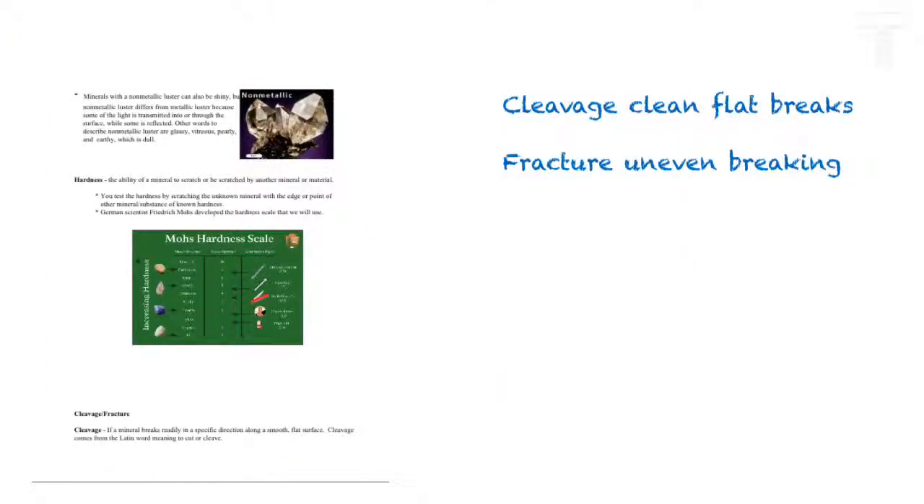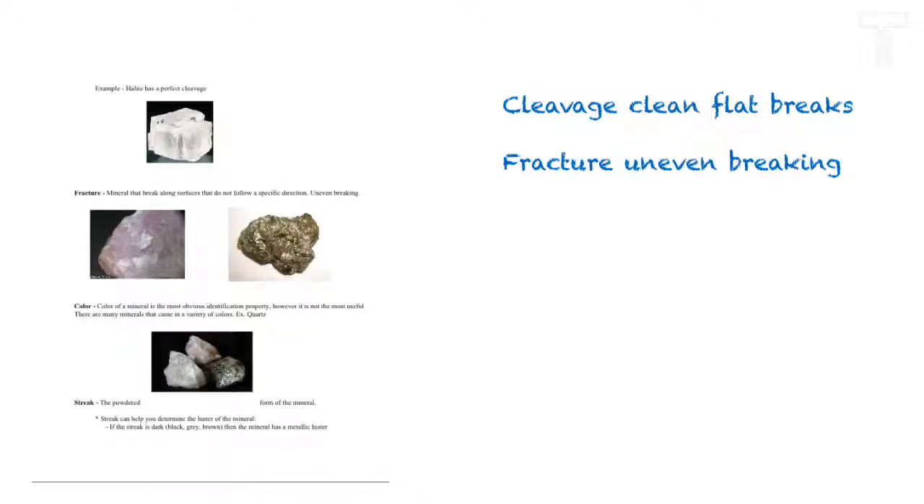The next identification property is cleavage and fracture. This is how a mineral will break. If a mineral breaks in clean, flat sections, kind of like a staircase or at specific angles, that is known as cleavage. If it does not, if it has uneven breaking, then that is known as fracture. You can see in the pictures here, halite has perfect cleavage, while fracture has these uneven sections to it.